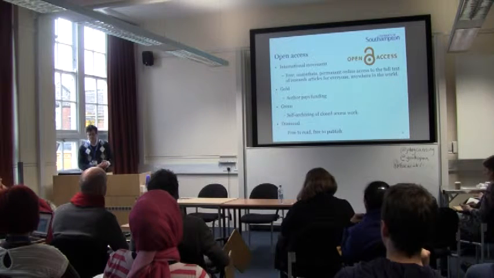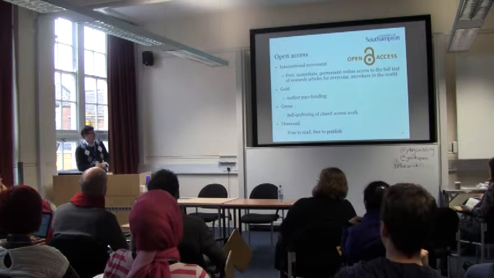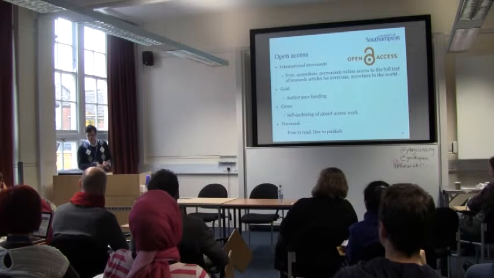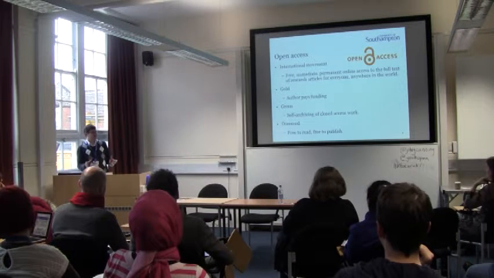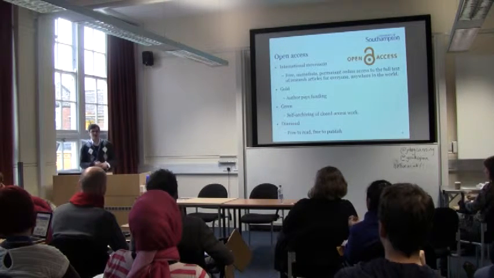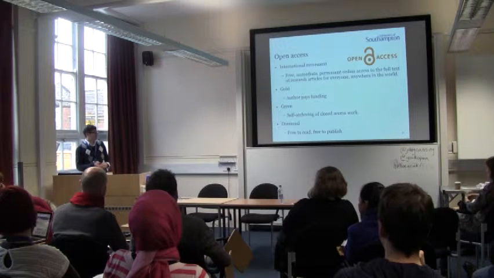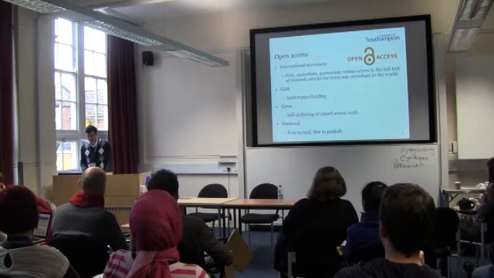There are different kinds of open access. One is gold open access, where basically the author pays for publication. Not too keen on that. Green, where you self-archive work that was previously closed, and there are certain regulations that allow you to do that. Or diamond, which I really like, which is free to read, free to publish. I think that's where we want to go, and I think that's all possible.